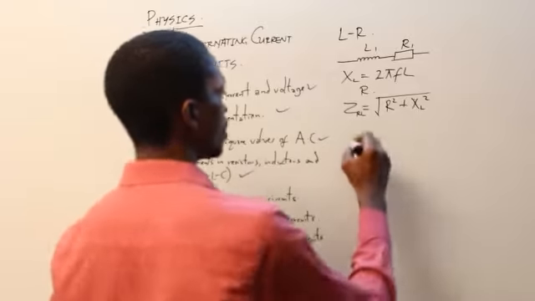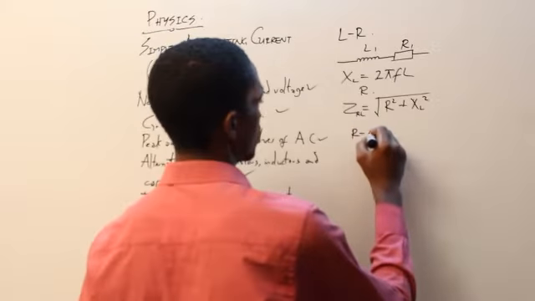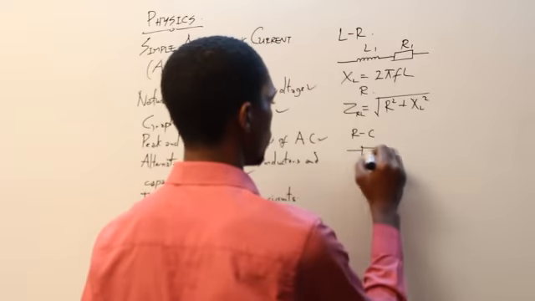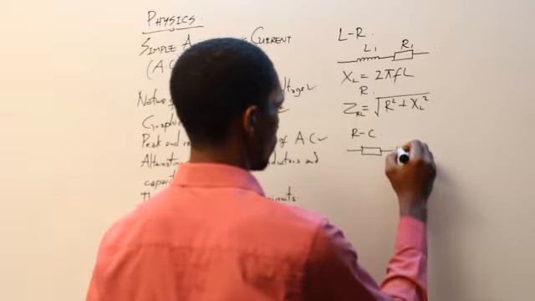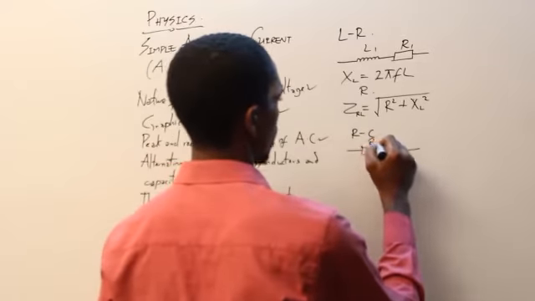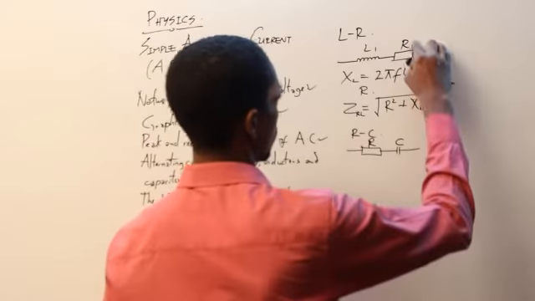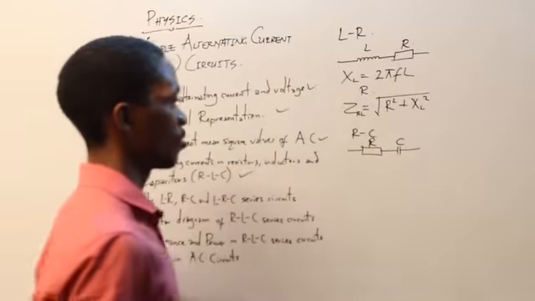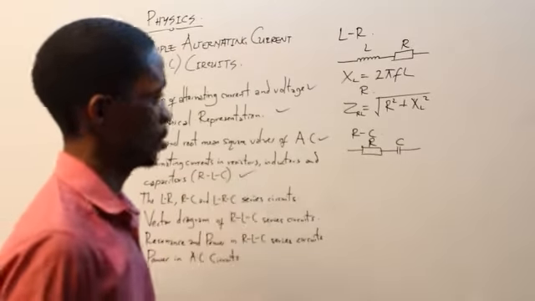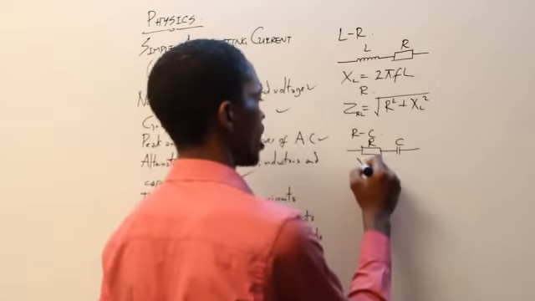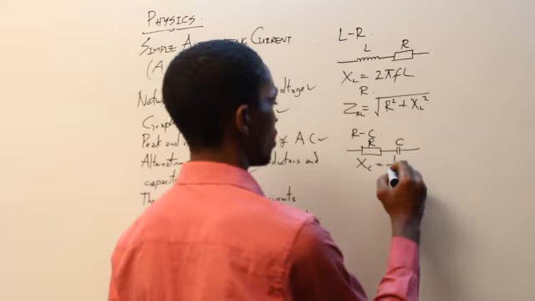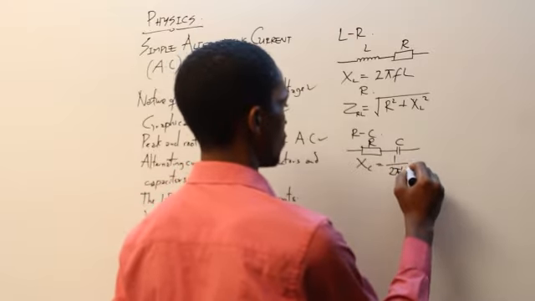How about considering the RC circuits? In the RC circuits, we have a resistor, R, and a capacitor. So in this kind of circuit, what do we note? Of course, we have to calculate the reactance of the capacitor, and that's calculated as 1 over 2 pi FC.